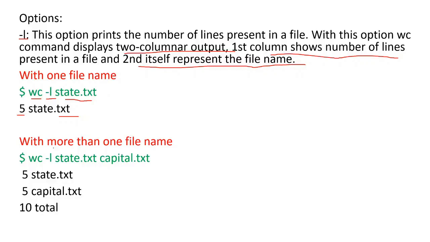You can also use the -l option with more than one file name. So WC -l, first file name and second file name. This is the number of lines of state.txt, and the number of lines of capital.txt. And you can see here it is also showing the total.